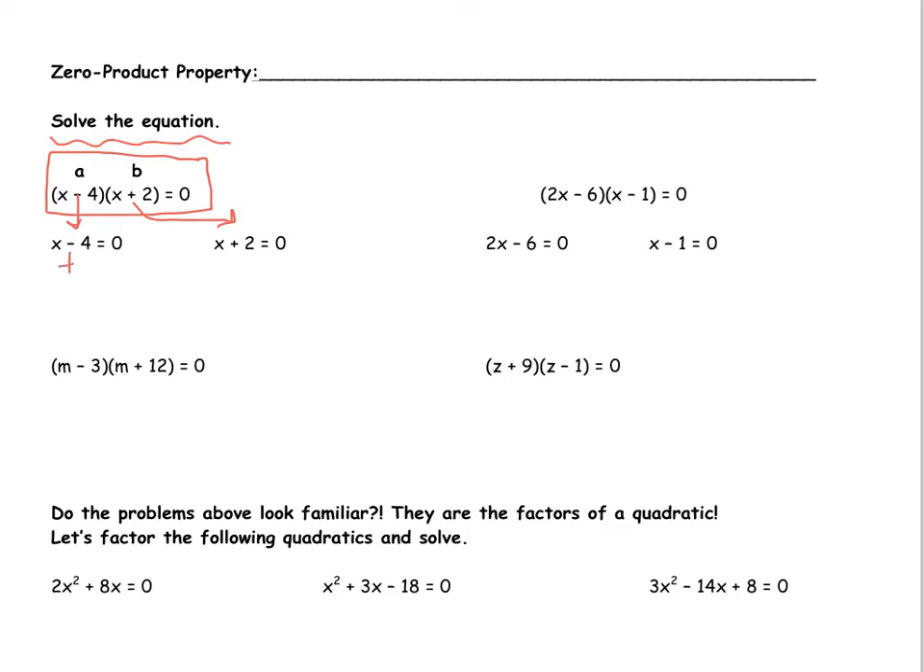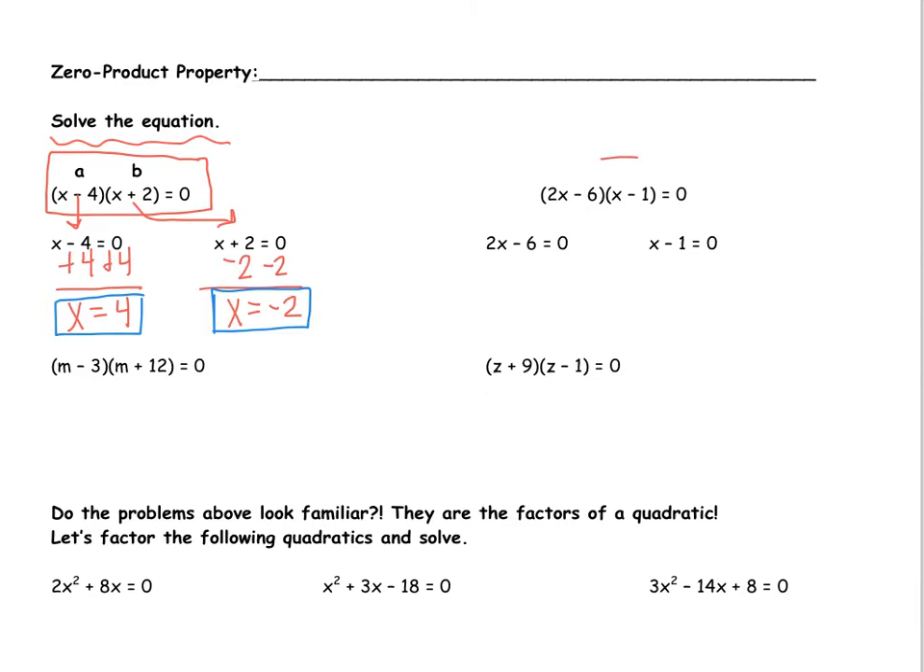So I'm going to add 4 to both sides and solve. So x will equal 4. Here I'm going to subtract 2 from both sides, and x will equal negative 2. Remember, when you're solving equations, it's like undoing. You do the opposite of what was happening. So my answer to this problem is x equals 4 and x equals negative 2. Let's move on to the next one.